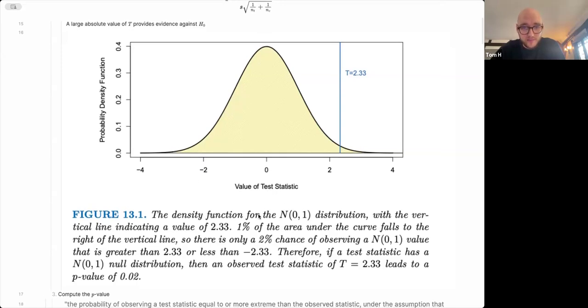As the caption says here, 1% of the area under the curve falls to the right of the vertical line, so this little sliver here. And so there is only a 2% chance of observing a normal value that is greater than 2.33 or less than minus 2.33. You can think of mirroring this line on this side, where you've got this little area as well. That's because we're looking at absolute value, we're looking at not equal to. We're not looking at greater than or less than, which would be one-sided.